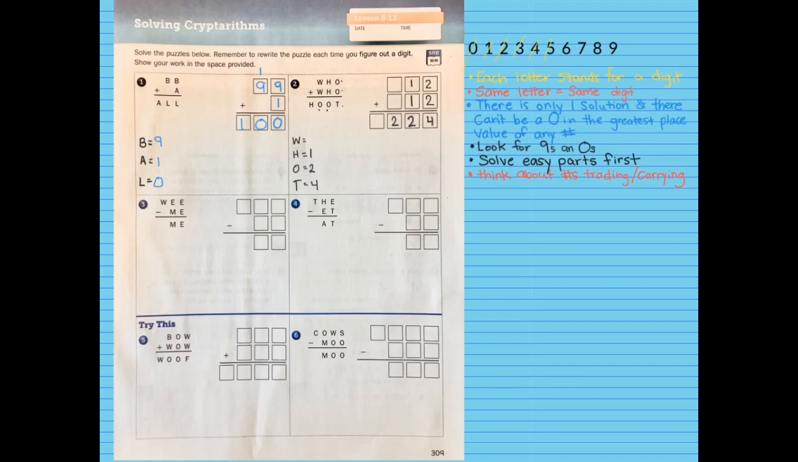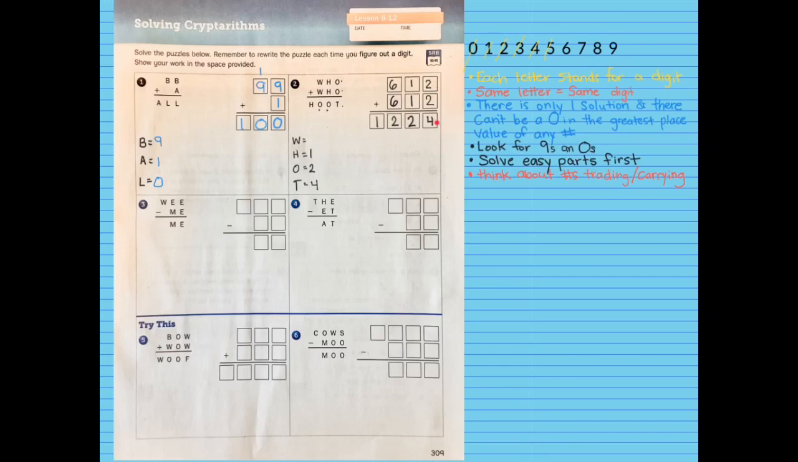Let's go to the next number. 6 plus 6. What does 6 plus 6 equal? 12? Oh my goodness. Yes, 6 plus 6 equals 12. Write down your 2 and your 1. Oh my goodness. We did it. We figured it out. 612 plus 612 equals 1,224.